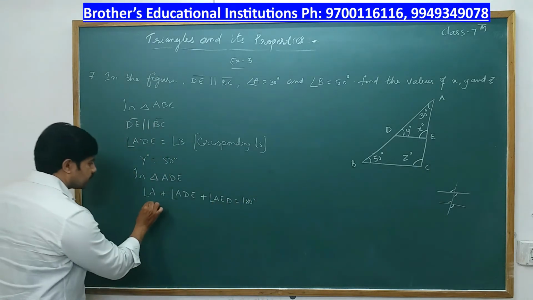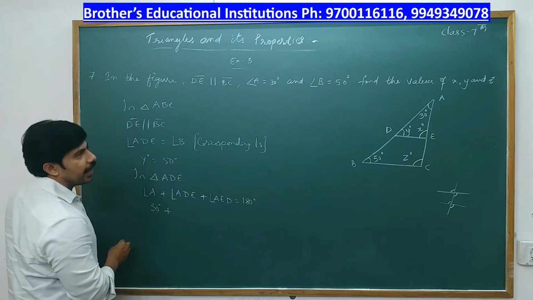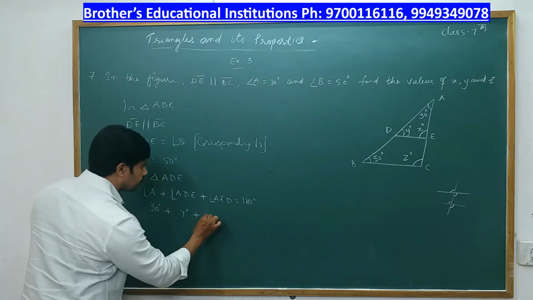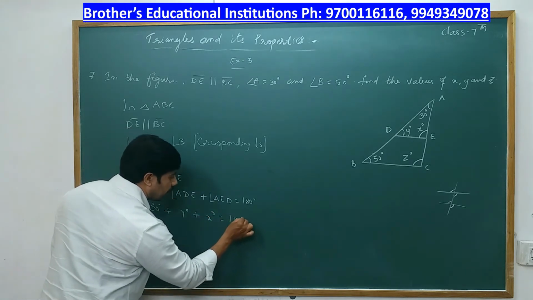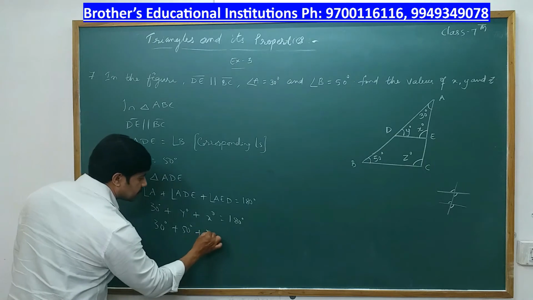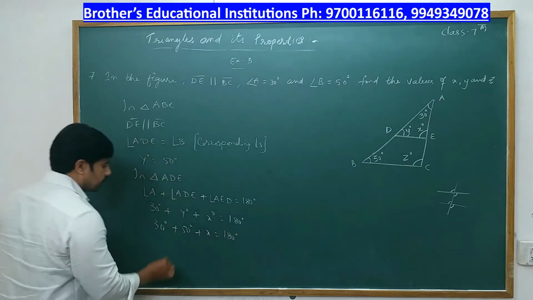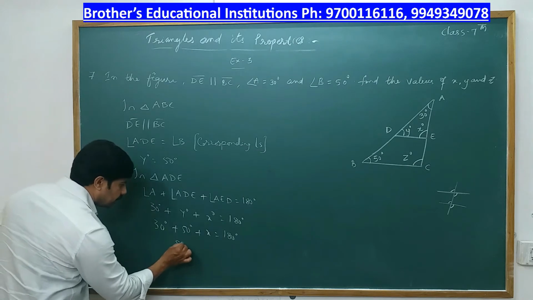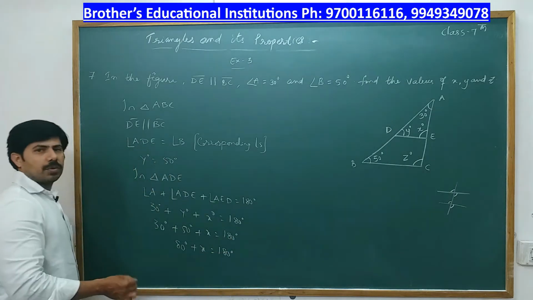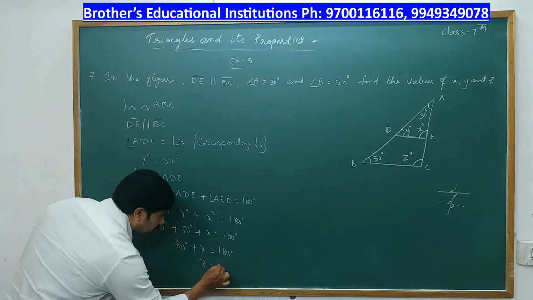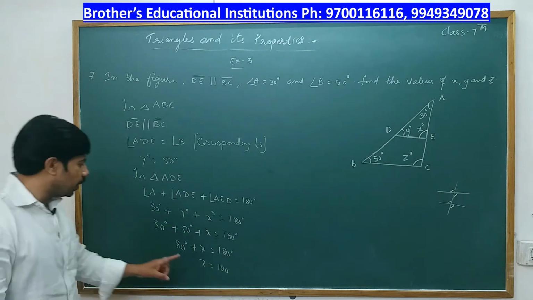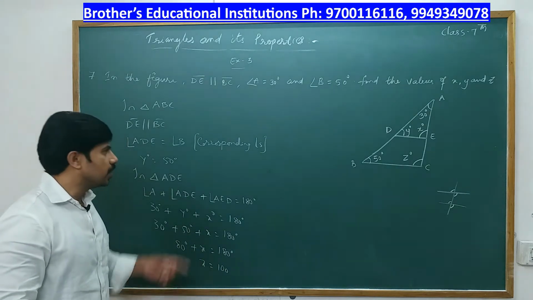So what is angle A? It is 30 degrees, plus angle ADE is Y, plus angle AED is X, is equal to 180 degrees. So 30 degrees plus 50 degrees plus X is equal to 180 degrees. So 30 plus 50 is 80. 80 degrees plus X is equal to 180 degrees. So what is X? You transpose 80 to the other side, X is equal to 180 minus 80. So X is equal to 100 degrees. So we got the value of X.